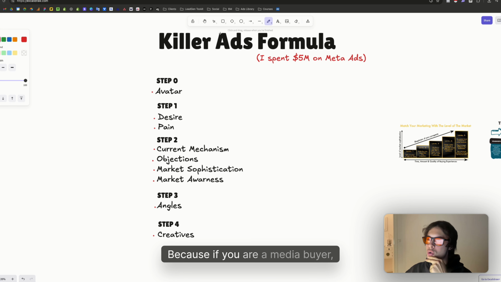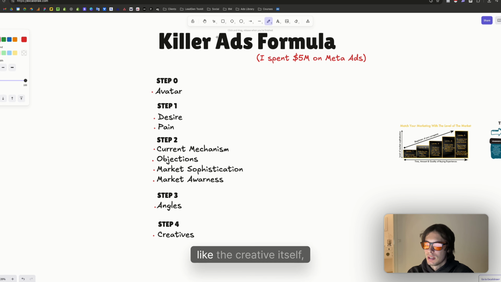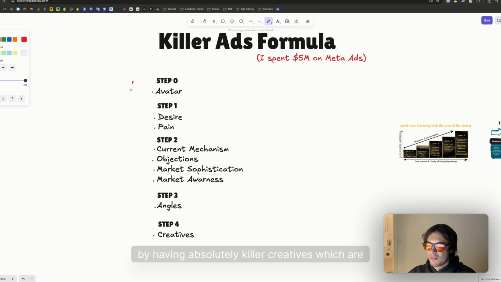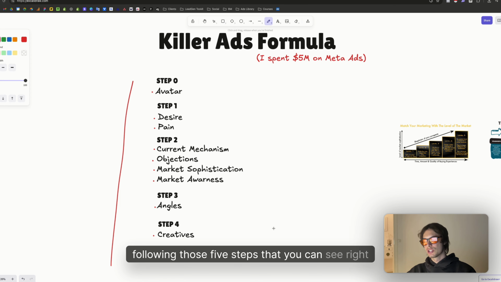Now, let's start on the formula to create killer ads. Because if you are a media buyer, if you run ads, if you have your e-commerce store, you know that ads, like the creative itself, is pretty much 90% of the overall results you're gonna get. So how do you actually get the results is by having absolutely killer creatives, which are following those 5 steps that you can see right here.